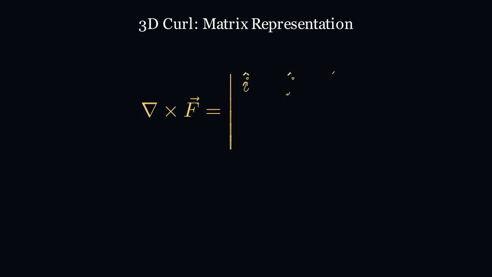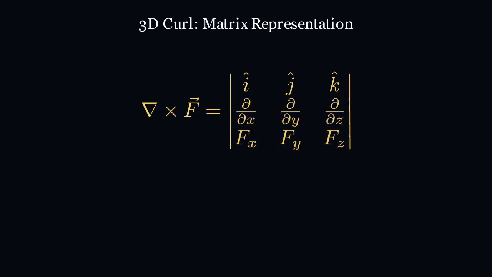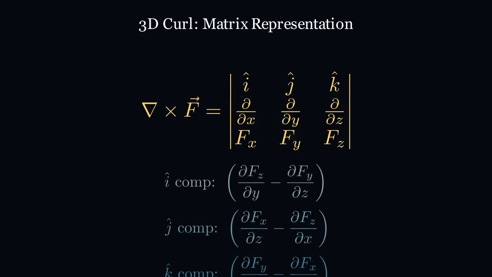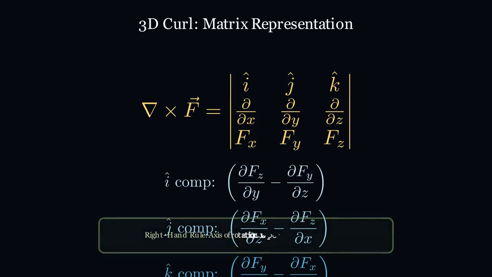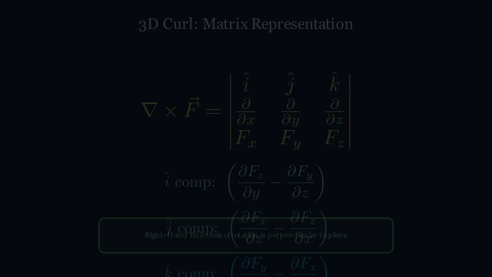When we transition to 3 dimensions, the curl becomes a vector itself. This vector points perpendicular to the plane of rotation, following the right-hand rule. We compute this by calculating the determinant of a 3x3 matrix containing the unit vectors i, j, and k, the partial derivative operators, and the field components. The resulting vector describes not just the intensity of the whirlpool, but the exact axis around which the field lines are twisting.